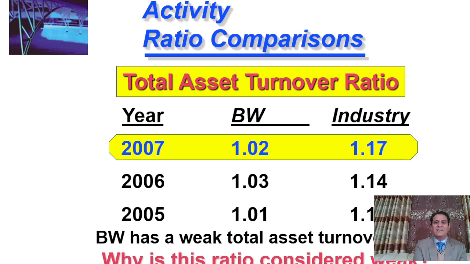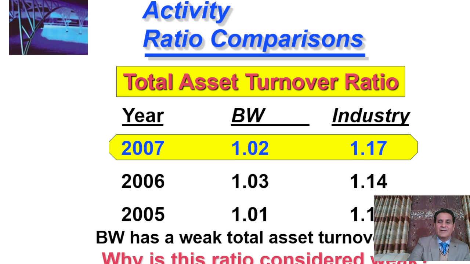You can compare it with the industry. The industry average is 1.17 while yours is 1.02. BW has a weak total asset turnover ratio. Why is this ratio considered weak? Because the industry ratio is 1.17, which is well ahead of that of BW.